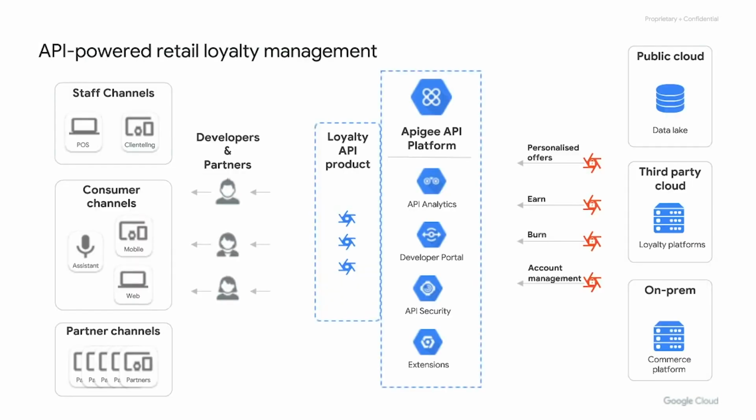Here you can see an example of a customer who's using Apigee for an API-powered loyalty management platform. You can see services are provided for earning rewards, burning rewards, rewards account management, and personalized offers, which would be AI/ML driven. These capabilities are bundled as a product in Apigee and published on behalf of developers and partners who are building digital touchpoints that are consumer-facing, store employee-facing, and partner-facing.